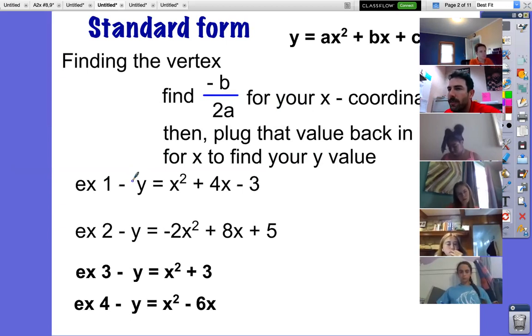Tell me what you know. First of all, does this open up or does it open down? I need somebody to tell me, and how do you know if it opens up or opens down? The a value. Exactly. I'm still looking at my a value. It's positive, so that means it opens up or opens down? Up. Perfect. So I know right away that this has to open up.